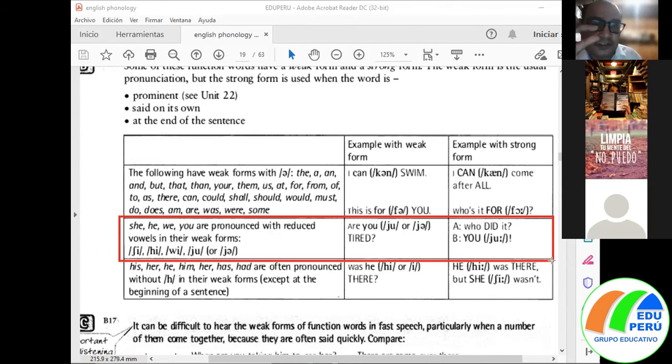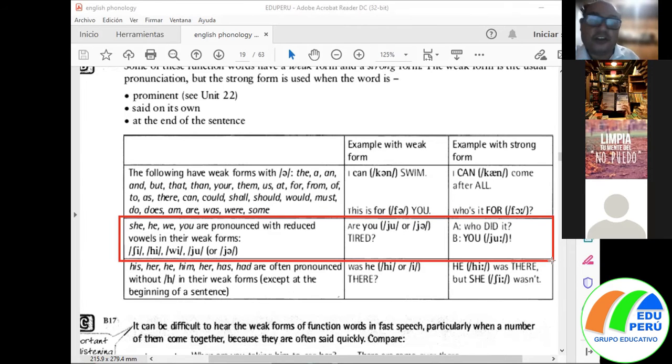Remember, you reduce the vowel from you, you change it to a weak sound. Are you tired? Are you tired? And notice that you're using the weak form. The stress is in the word tired because it's an adjective. Are you tired?